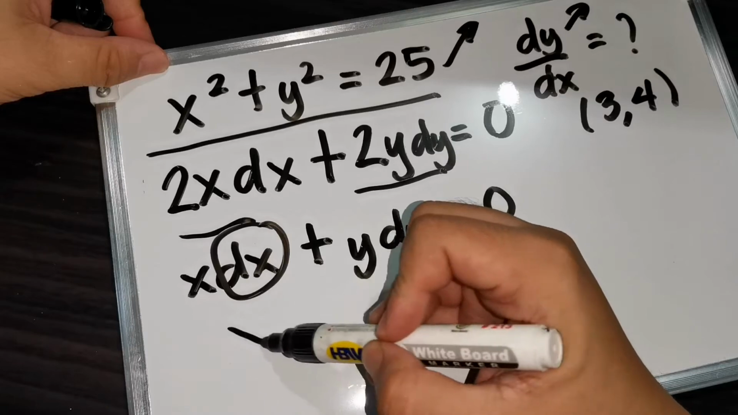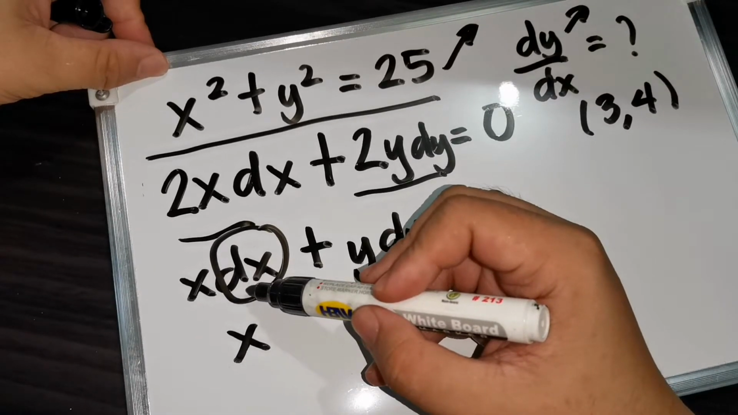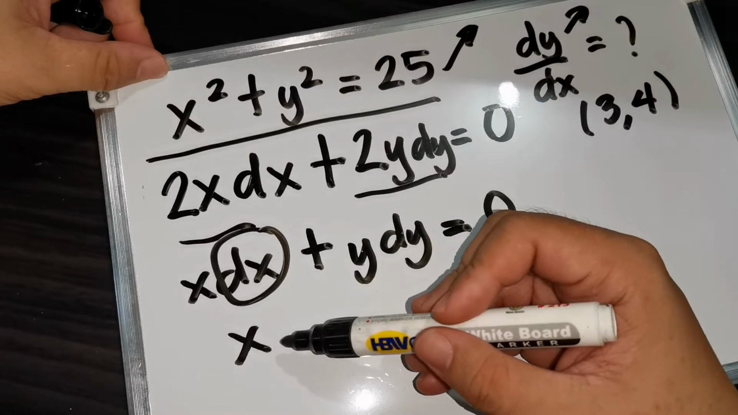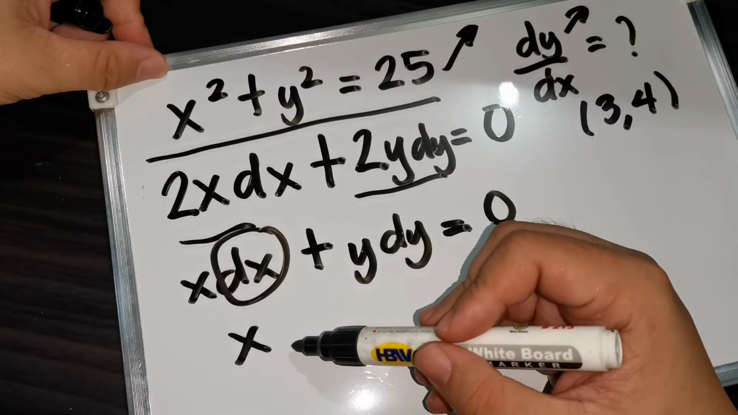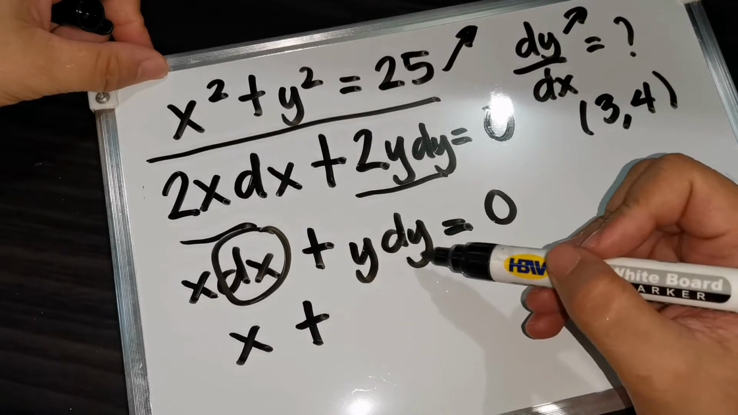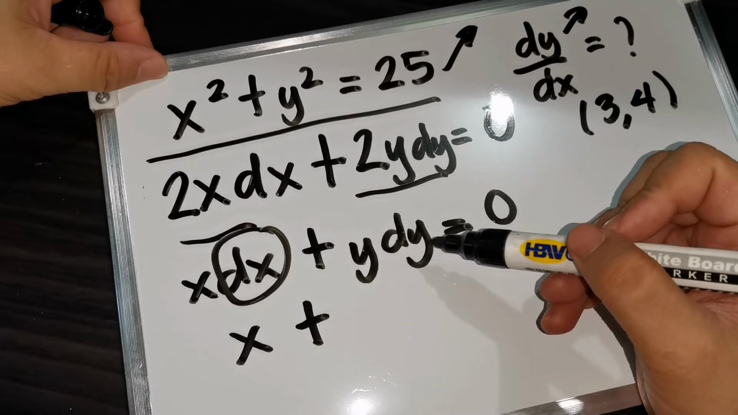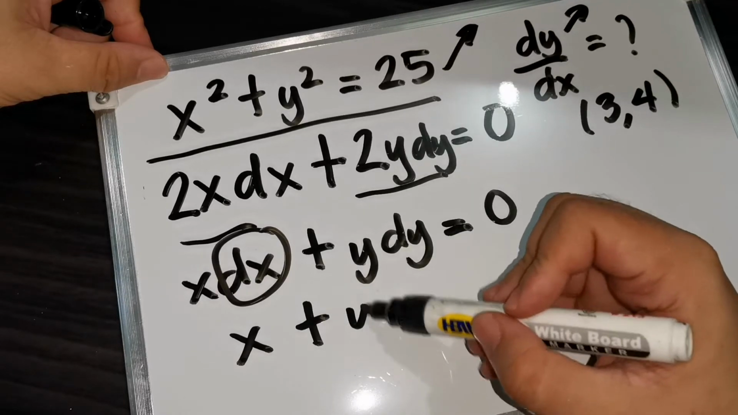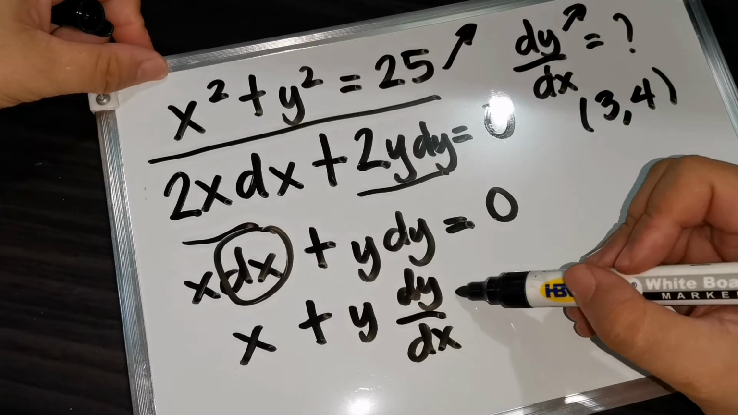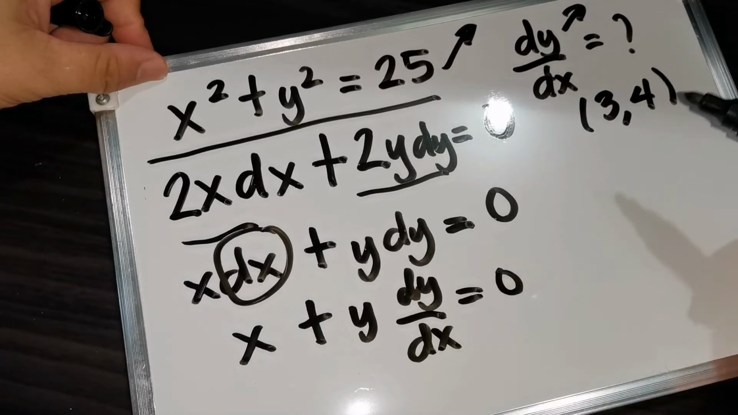That will be x, because dx over dx is equal to 1, so we don't need to put 1 as the numerical coefficient of the x variable. Plus y multiplied by dy over dx, so that will be y dy over dx is equal to 0.